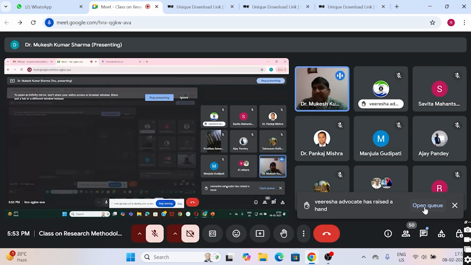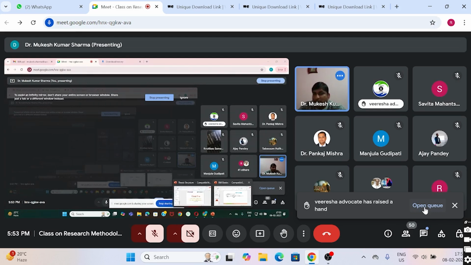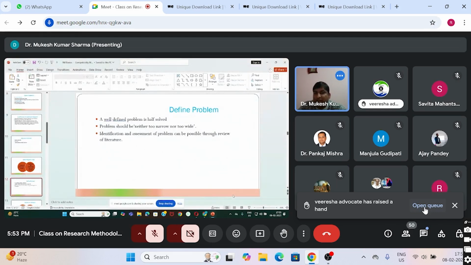Defining the problem is the first step and it is very important. That's why we say a problem defined is half solved. So do not relax while choosing the title of the study, and the problem of the study should be neither too narrow nor too wide.